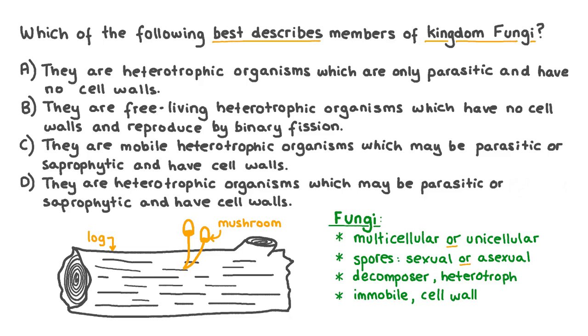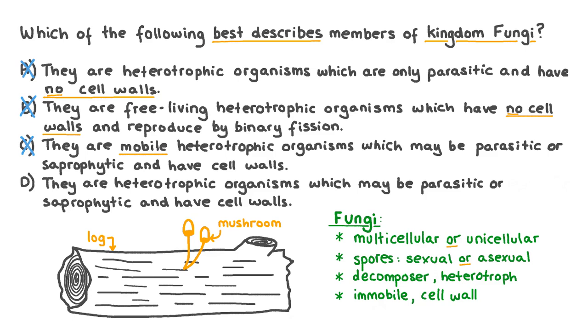So now we're ready to choose the best answer. 2 of our answer choices state that the members of Kingdom Fungi have no cell walls. So we know that these 2 options are incorrect. Another answer choice states that fungi are mobile, which we know is also incorrect. Fungi are immobile, which means that they cannot move around on their own. So we've been able to eliminate 3 of the 4 options. But let's check the 4th one to make sure that it's correct.